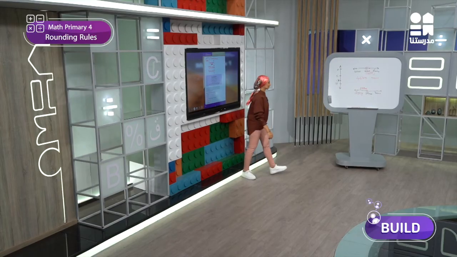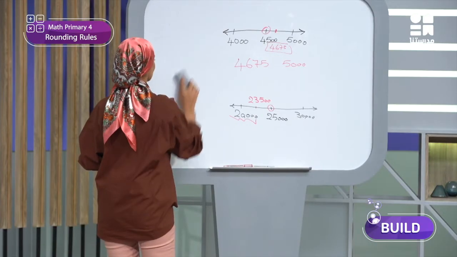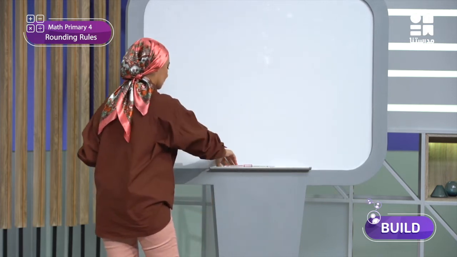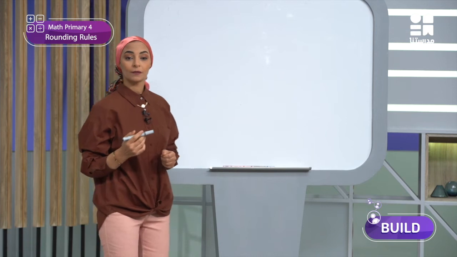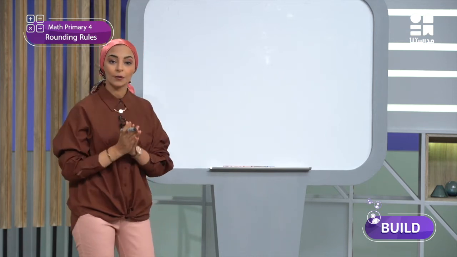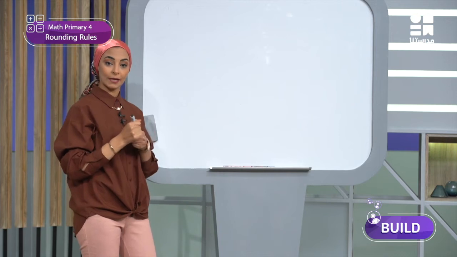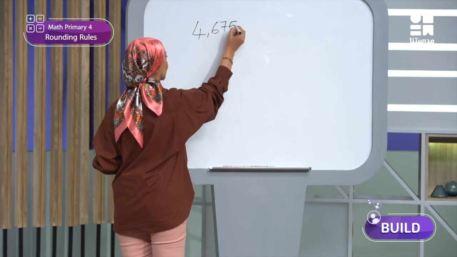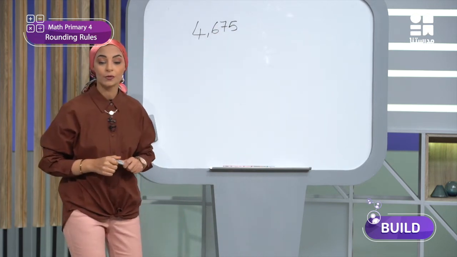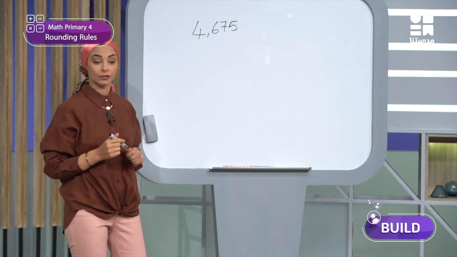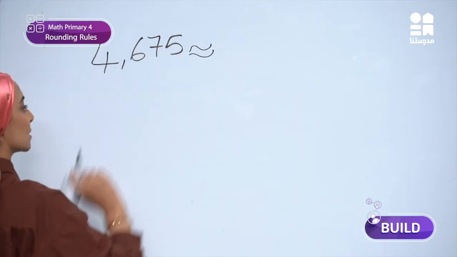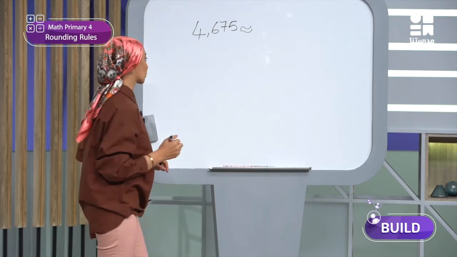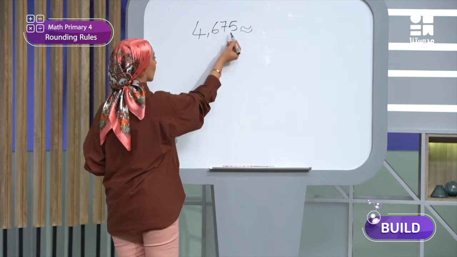Let's have a look. Now, let's apply this rule on this example. How can I apply the rounding rule on this number? Here I have 4,675. I want to round this number to the nearest thousand. Where is the thousands place? Remember, the rule is circle the digit, look next door. Where is the thousands place? Ones, tens, hundreds, thousands.